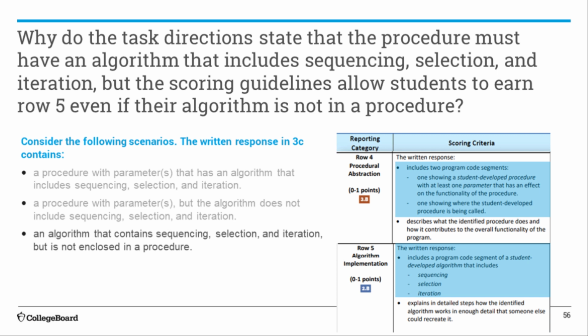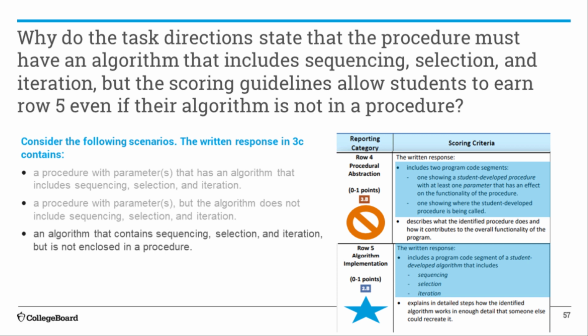They have an algorithm that contains sequencing, selection, and iteration, but it's not enclosed in a procedure. Well, they don't get row 4 because we said that's about procedures, but we don't want to also take away row 5. This student that knows how to write an algorithm with sequencing, selection, iteration learned a really valuable skill in CSP. And so we really want to award them that point for that row.